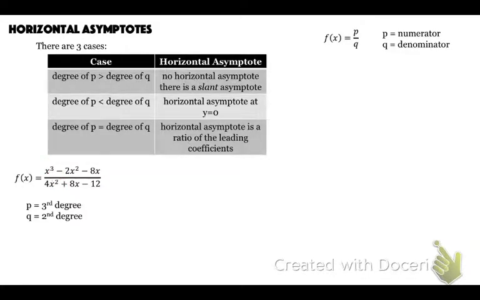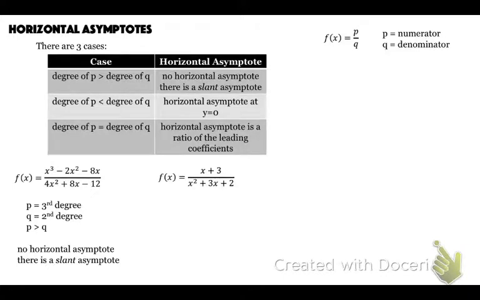Okay, so that means that this is the first case where the degree of p is greater than the degree of q. So there is no horizontal asymptote, there's a slant asymptote, which means we're going to end up dividing those, and I'll get into that in just a second. Okay, let's look at this one.